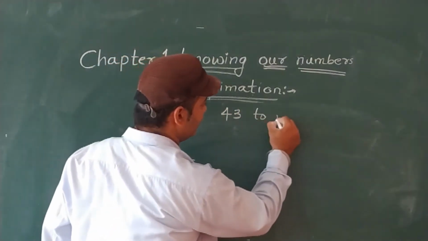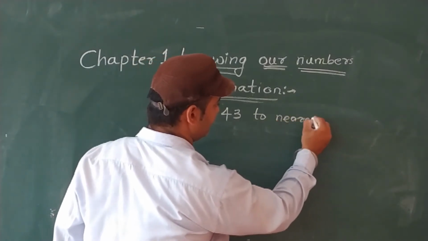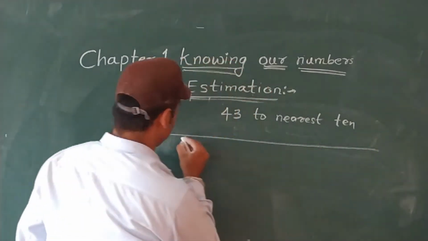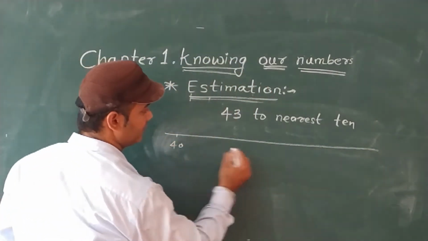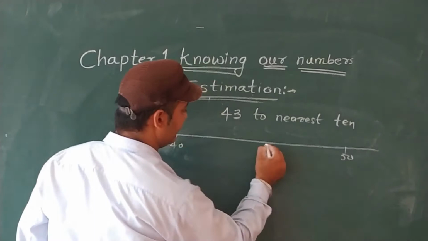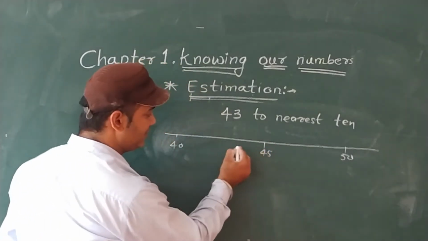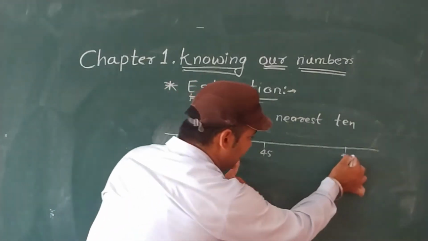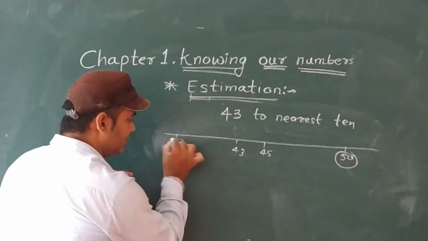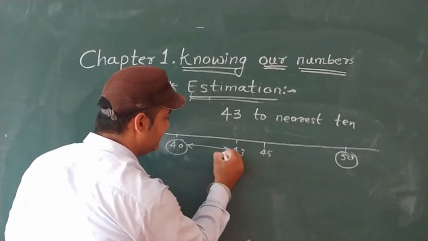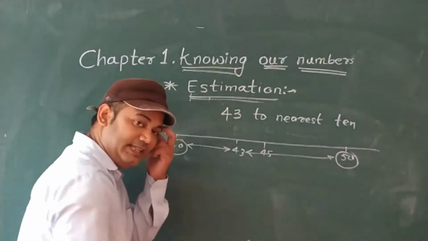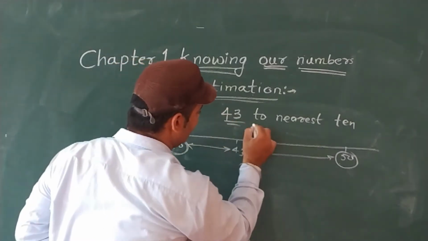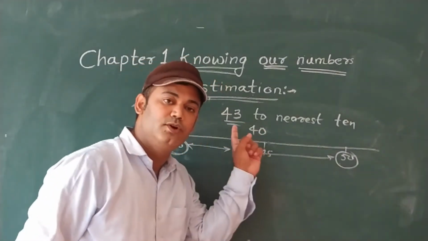43 to the nearest 10. Here is 40. Here is 50. Here is 45. And 43 must be on this side. So now tell me, is 43 closest to 50 or closest to 40? See the distance. Obviously you can say that 43 is closest to 40. So you can say that 40 is the nearest 10 to 43.